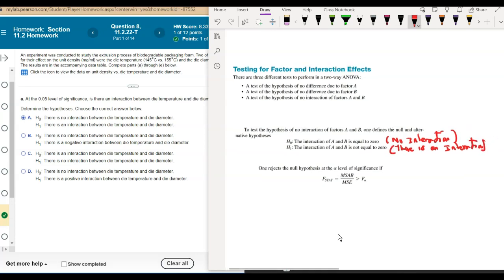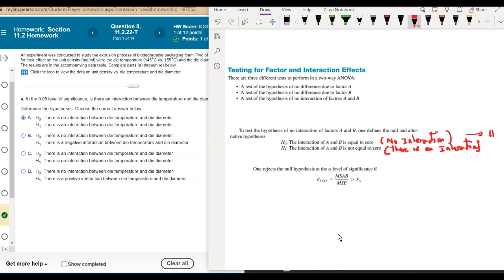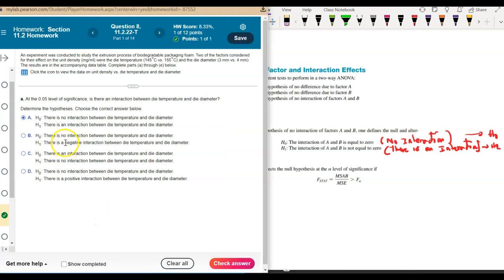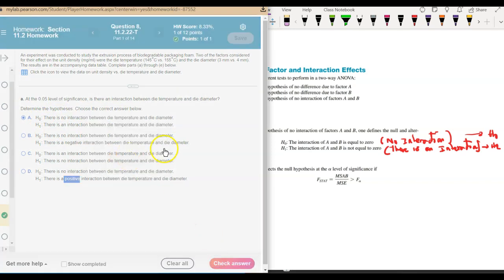So what you want to look for in the statement is H0, no interaction, and H1, there is an interaction. Don't choose any negative interaction or positive interaction, since those are trying to mislead you. So no interaction in H0, and in H1 there is an interaction. That's going to be A, right? There is no interaction between the temperature and the diameter, and here there is an interaction, and that should be your correct choice. Okay, great.